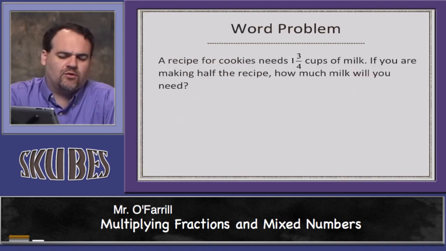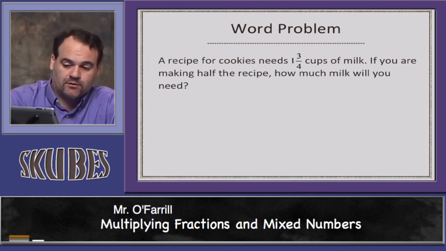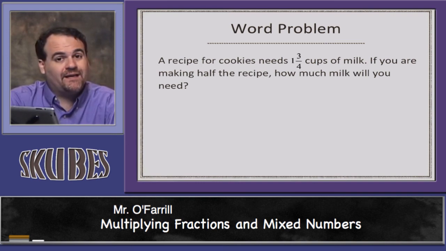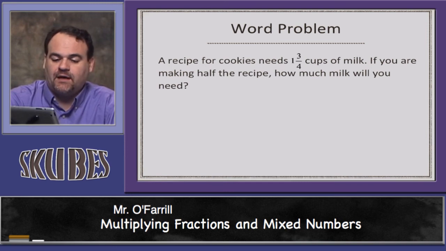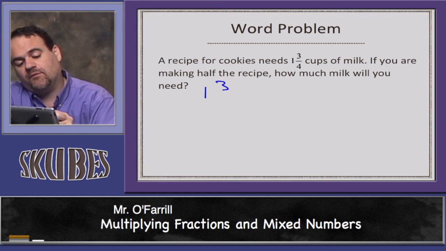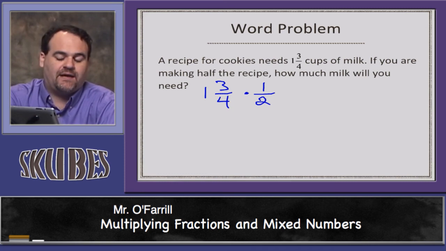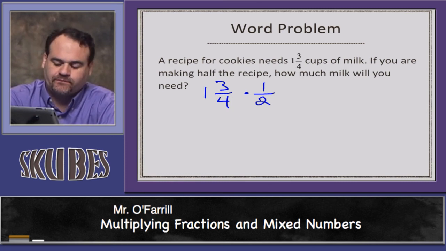So let's do this in the form of a word problem. A recipe for cookies needs 1 3/4 cups of milk. If you're making half of the recipe, how much milk will you need? So we're going to take the amount of milk that we have, and we want half of it, which would be like dividing by 2 or multiplying it by half. We want half of that milk.